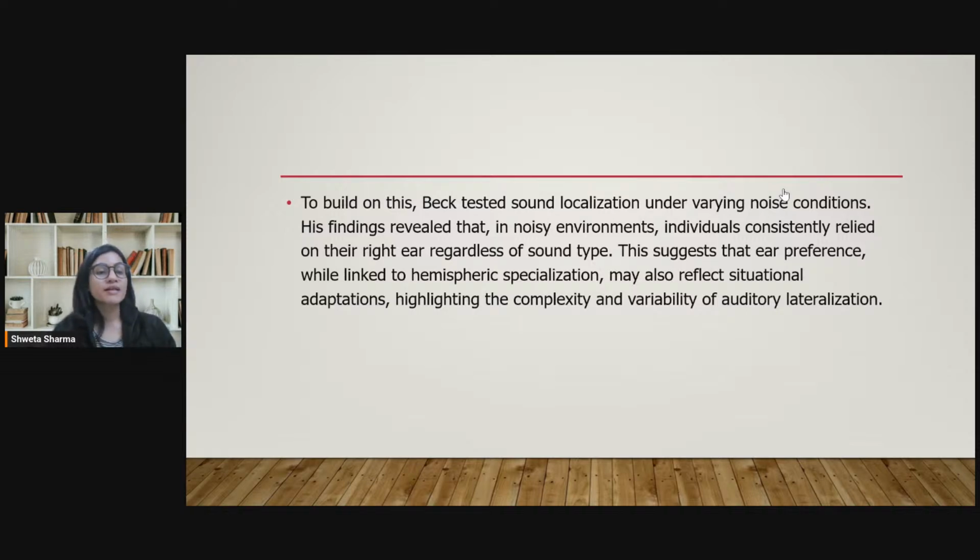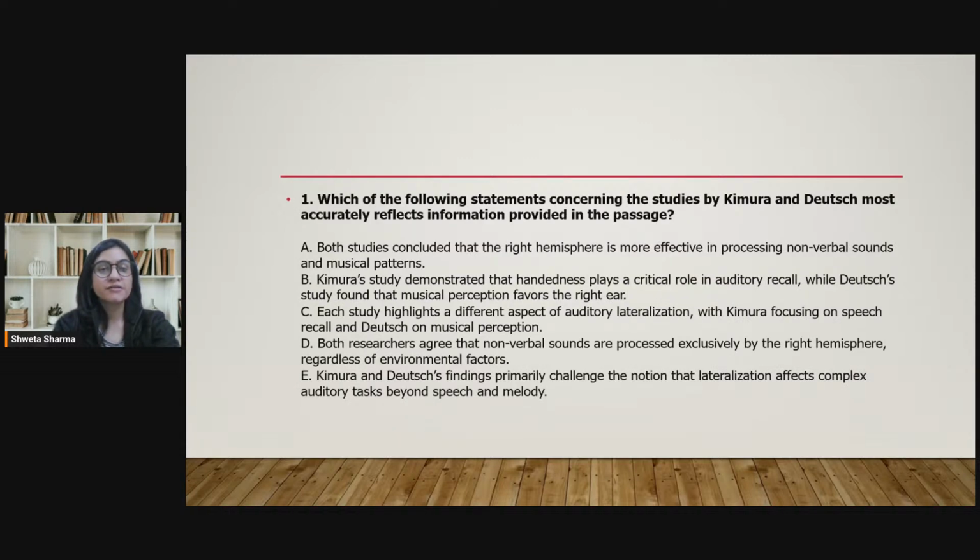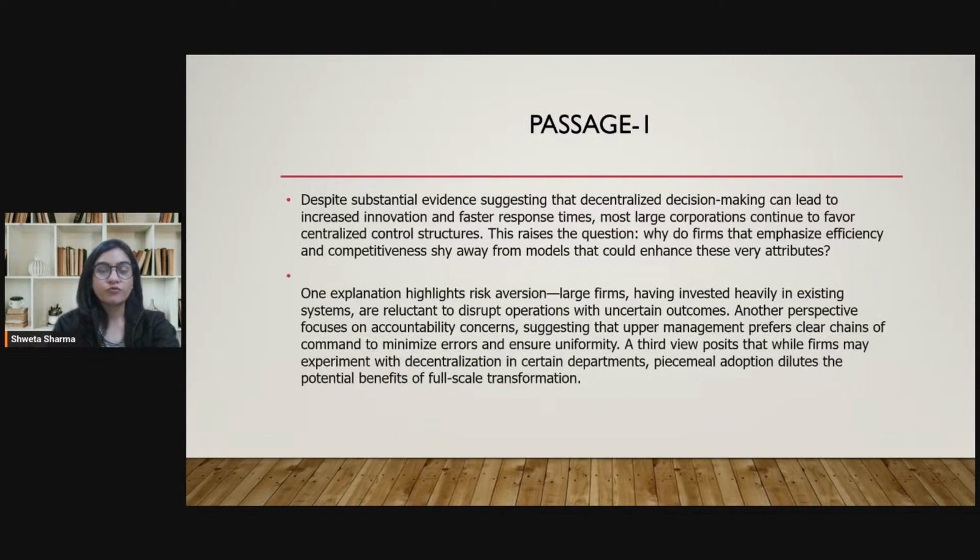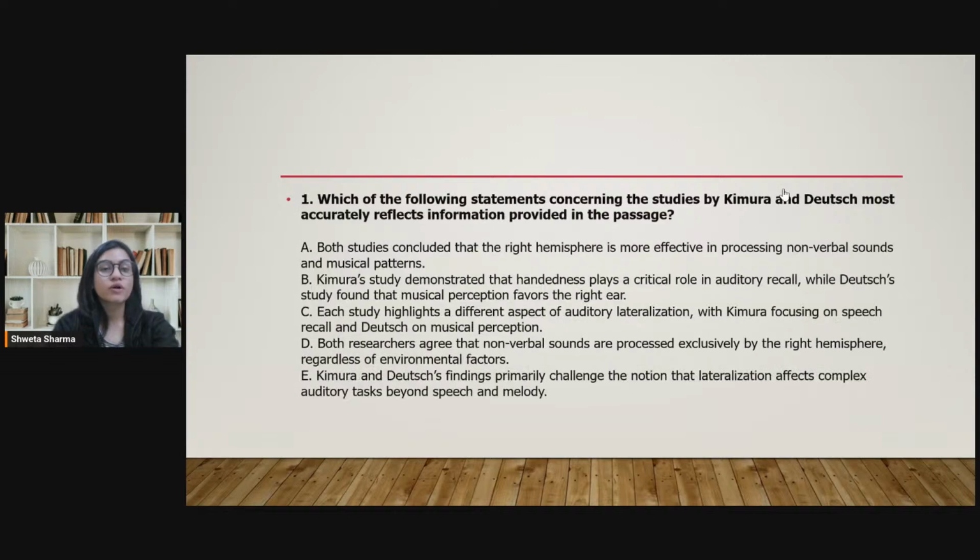Okay, so this is what we have figured out so far. The tone is about analysis. We are using different references just to come to the conclusion that it's not just the auditory lateralization, but it could be more than that, right? And everybody's viewpoints have been considered here.